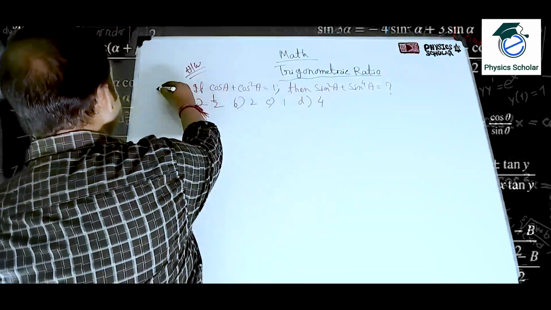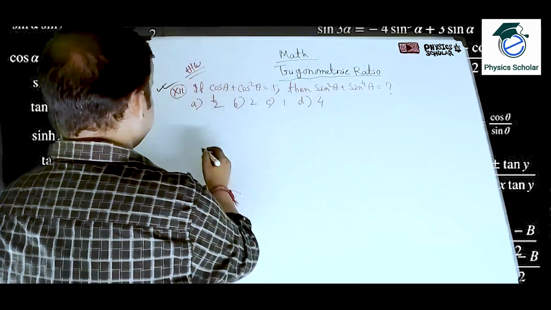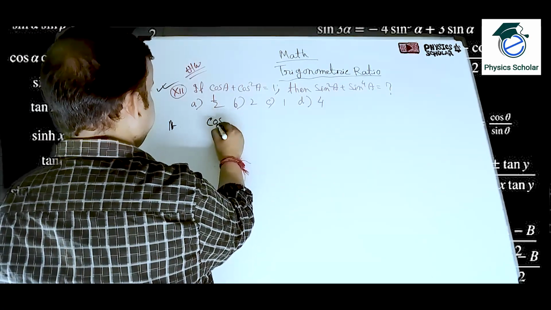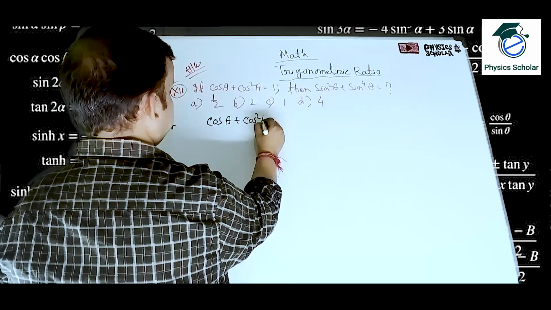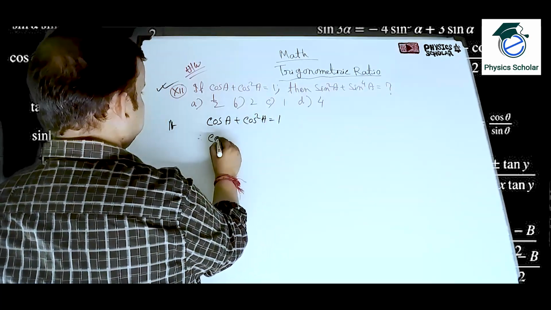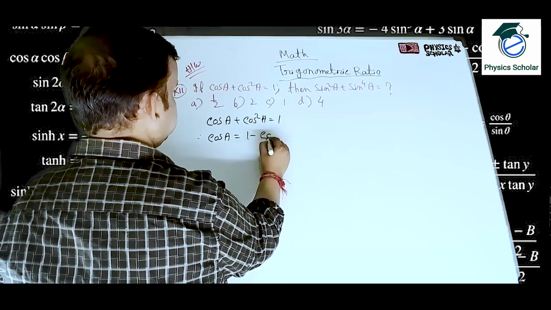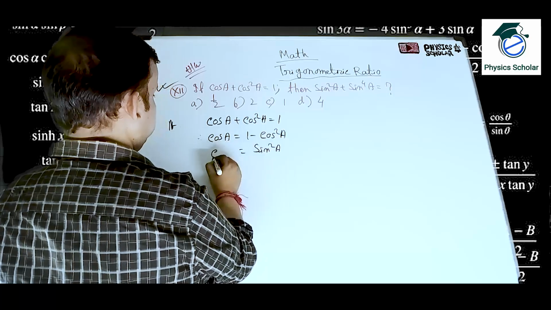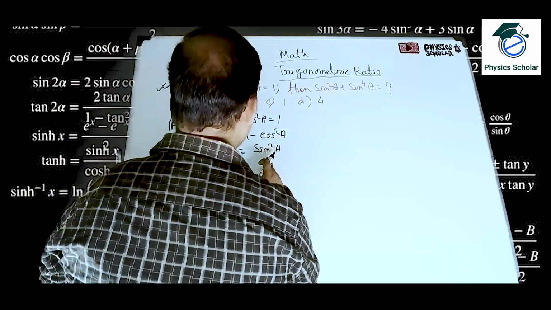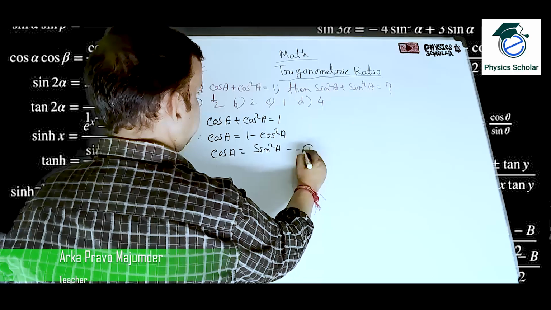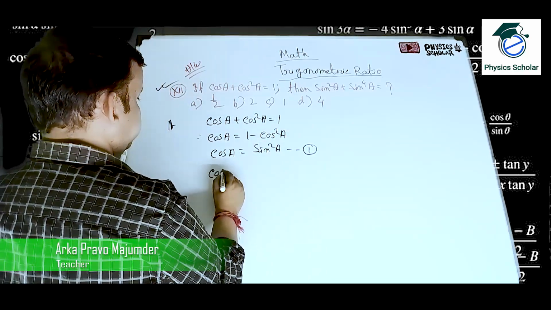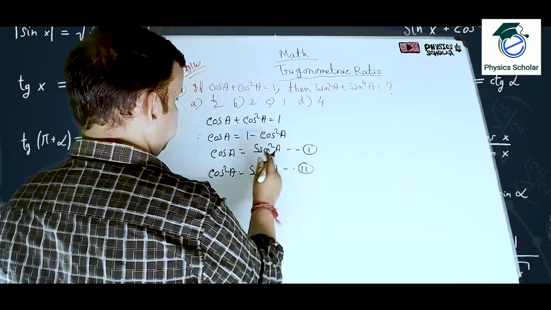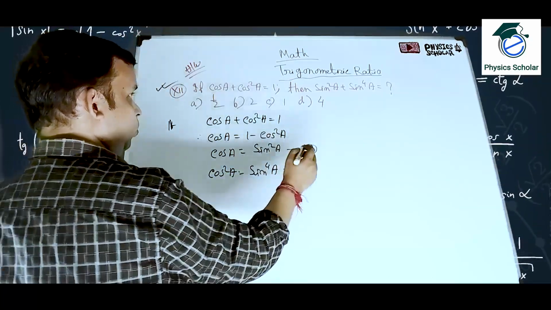So students, here this is another sum. Clear? So now what we are doing here. Cos A plus cos square A is equal to 1 is given. So what can we write? Cos A is equal to 1 minus cos square A. 1 minus cos square A means what? Sin square A. So instead of sin square A we can write cos A. This is equation number 1. Again squaring, what can we write? Cos square A is equal to sin to the power 4A. It is equation number 2. Clear? We are squaring, so it will be cos square and it will be sin to the 4A.